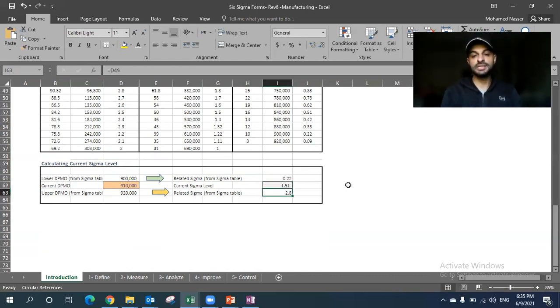Okay, and in the same way, if you have DPMO 920, what is the Six Sigma? So from the table, what is the Sigma level? You have this Sigma level, and then for the defects per million 910, the Sigma level is 0.16, okay? So I need to say you use this table if you don't have your DPMO clear in this table. Fine? Fine, let's move on.